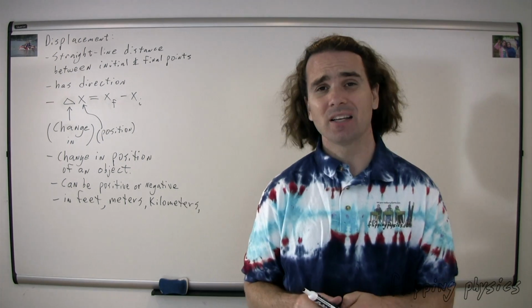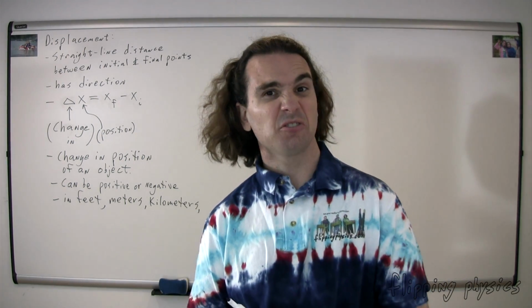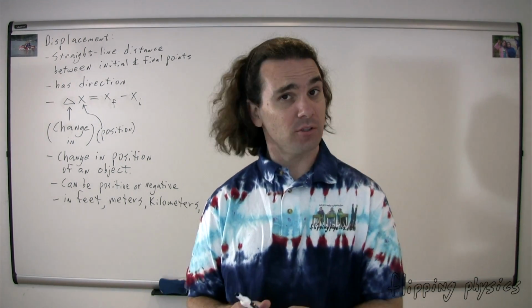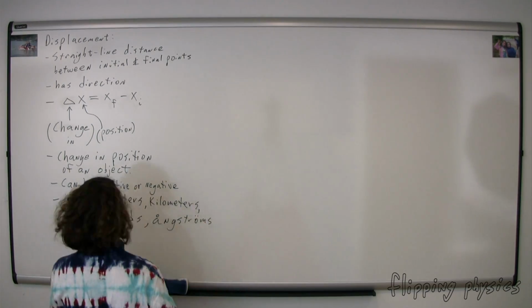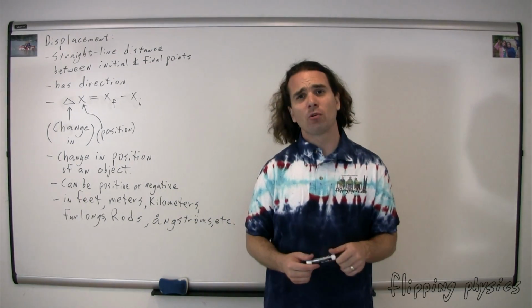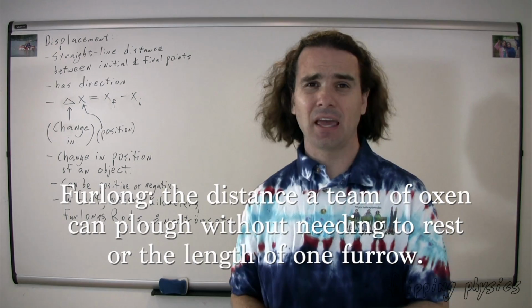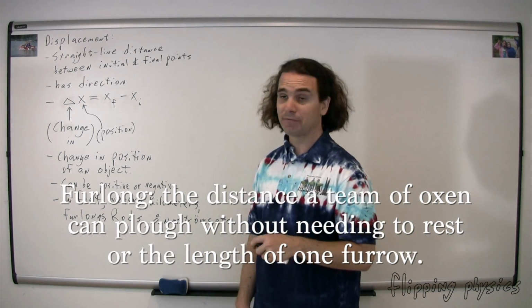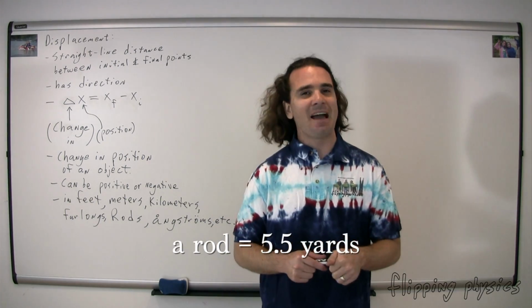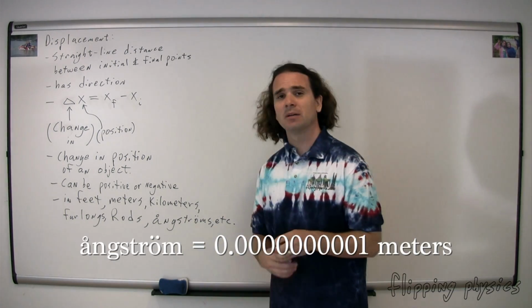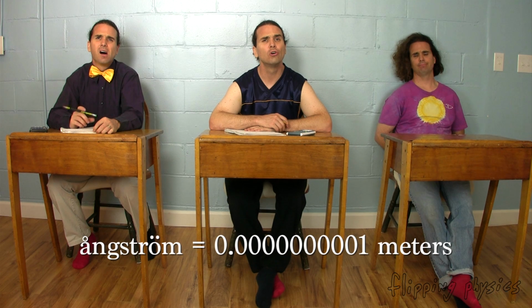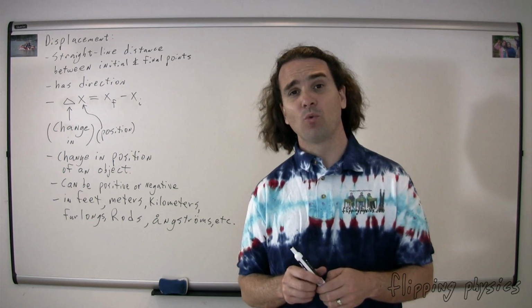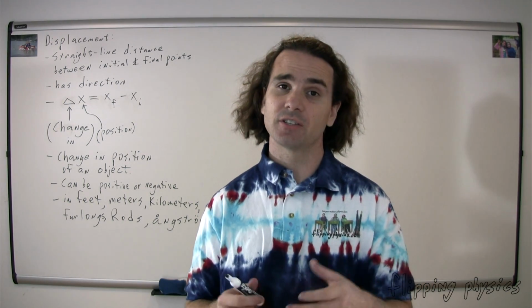Some other examples for possible dimensions are furlongs, rods, angstroms. The furlong, of course, being the distance that a team of oxen can plow without needing to take a rest, or the length of one furrow. A rod being 5.5 yards, and an angstrom 1/10 billionth of a meter. The most common dimension for displacement would be the base SI dimension for length, which is, of course, meters.